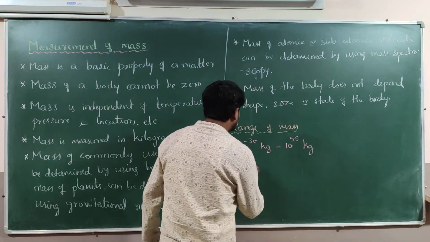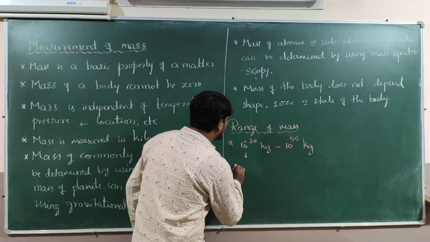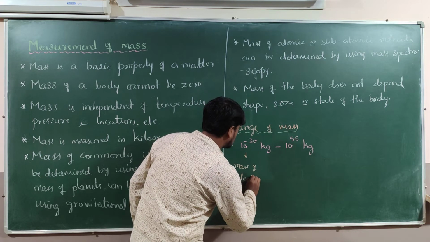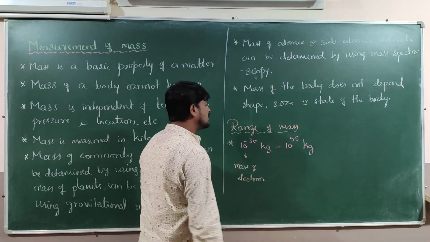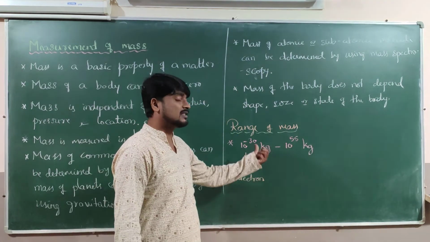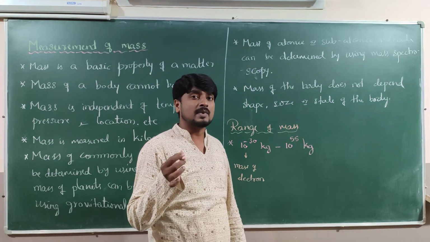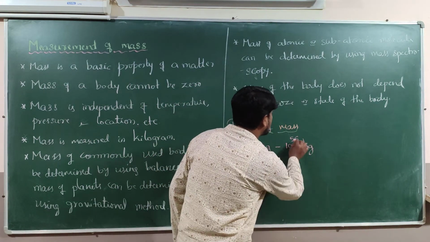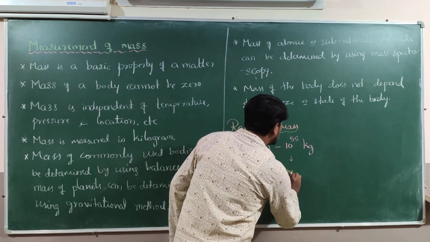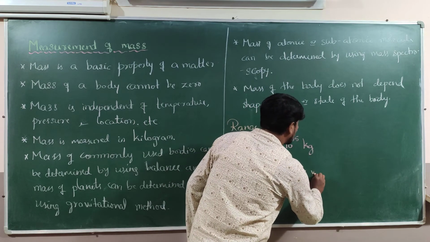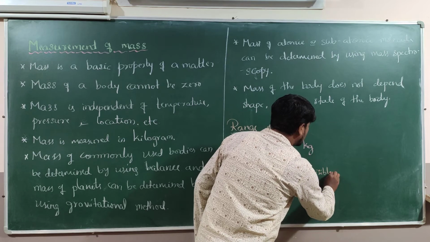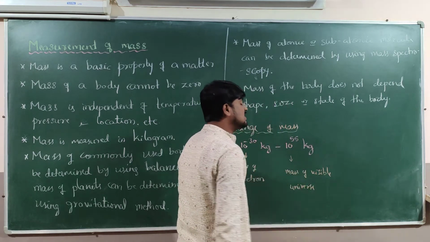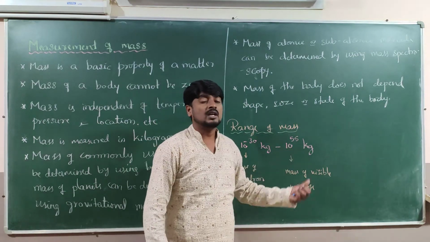If I take this one, this is somehow related to the mass of the electron. Mass of the electron is of the order 10 raised to minus 30, that is 9.1 into 10 raised to minus 31 kg. Then 10 raised to plus 55 is the mass of the visible universe. Visible universe means whatever we see till now, and its mass is of the order 10 raised to plus 55.